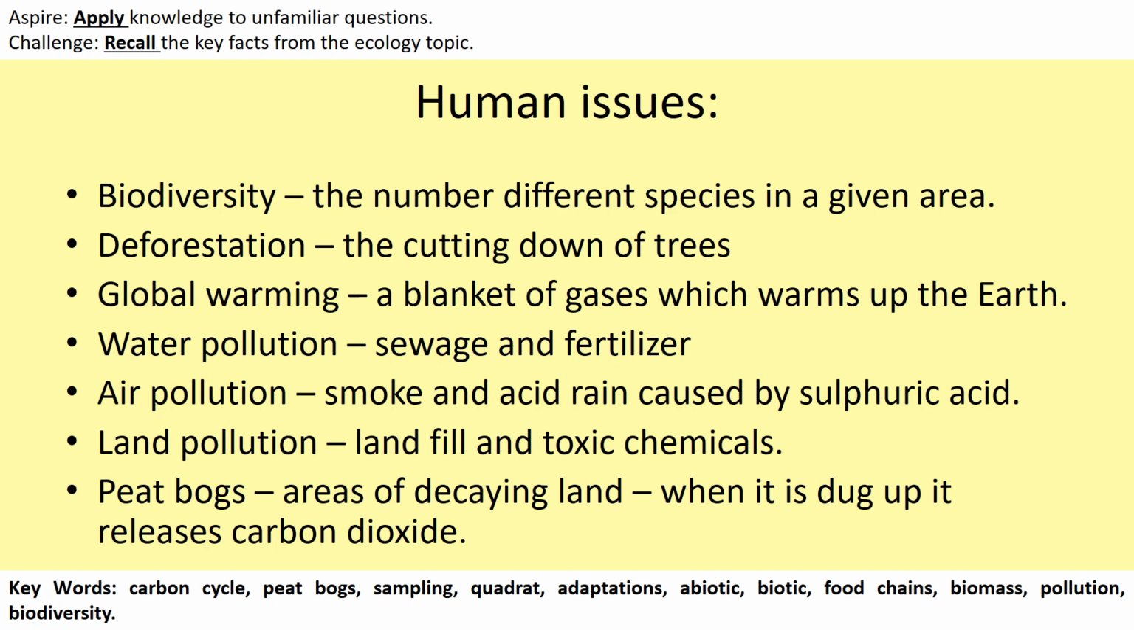There's air pollution, so any smoke, carbon particulates, and acid rain. So when we burn fossil fuels, we release sulfur dioxide, which then forms with the water vapor, making sulfuric acid, which makes acid rain, which isn't good for lakes and forests.